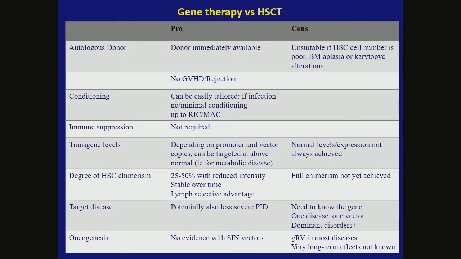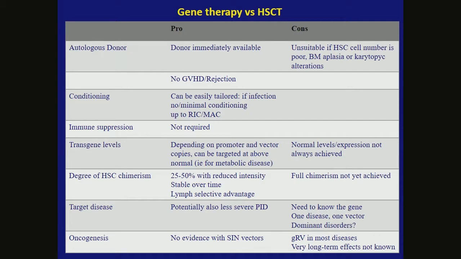What are the potential advantages and disadvantages of a gene therapy approach for non-malignant diseases, such as immunodeficiency, for example, as compared to an allogeneic transplantation? Well, one potential advantage is, of course, that this is an autologous transplantation, so the donor is immediately available. We don't need to search for it.